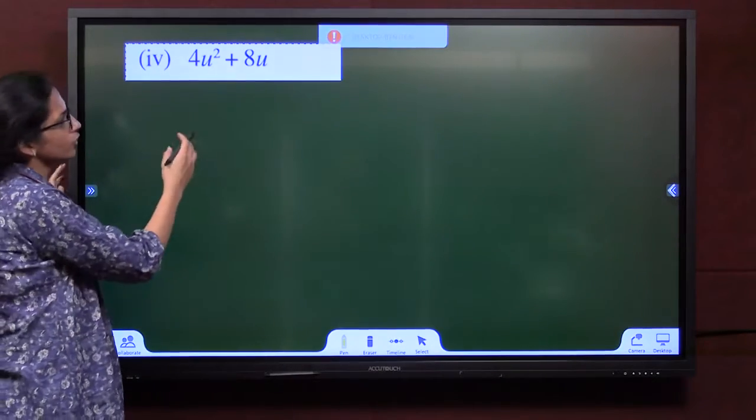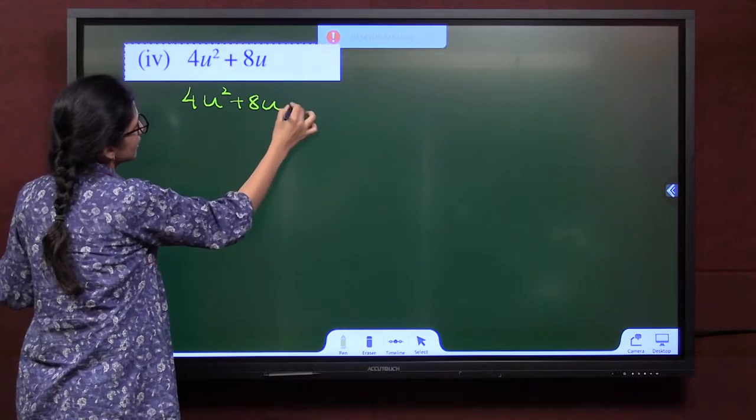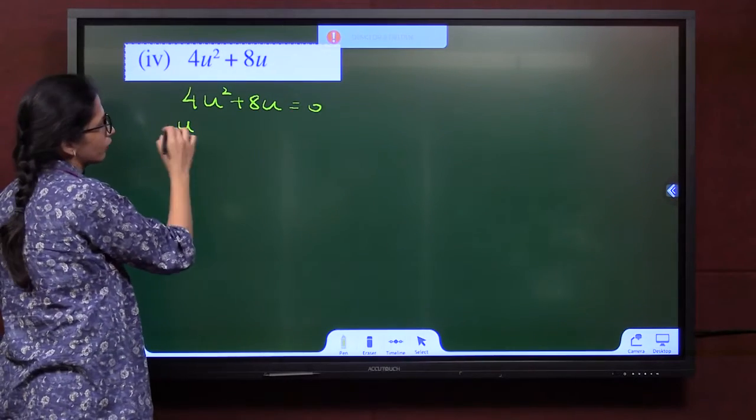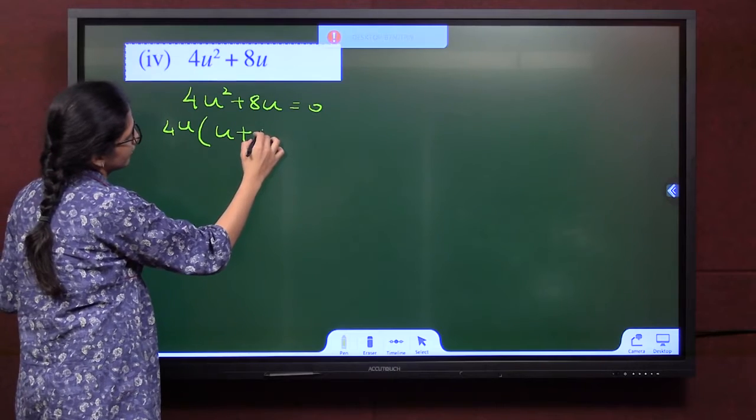So next question, 4u square plus 8u. So take 4u square plus 8u is equal to 0. You can take 4u common. So you have u plus 2.